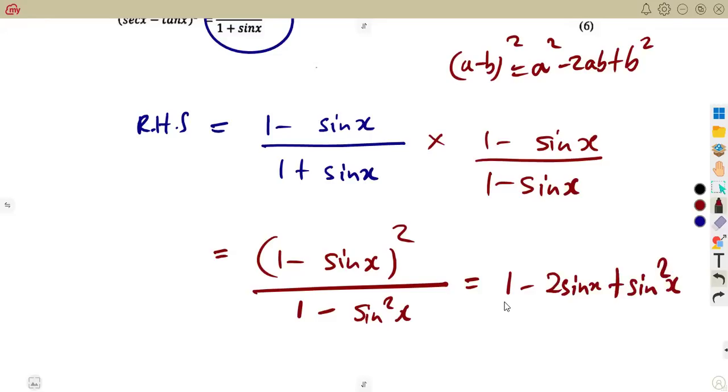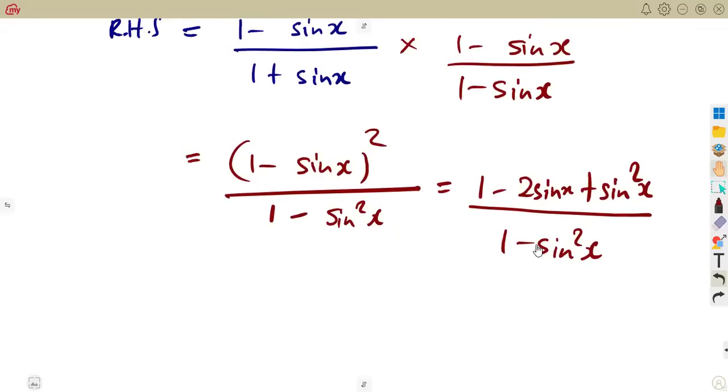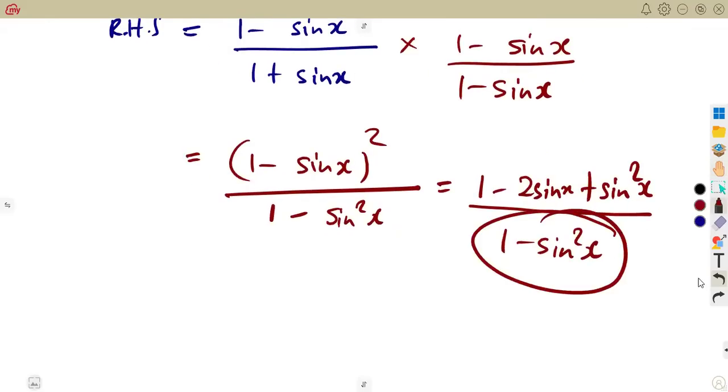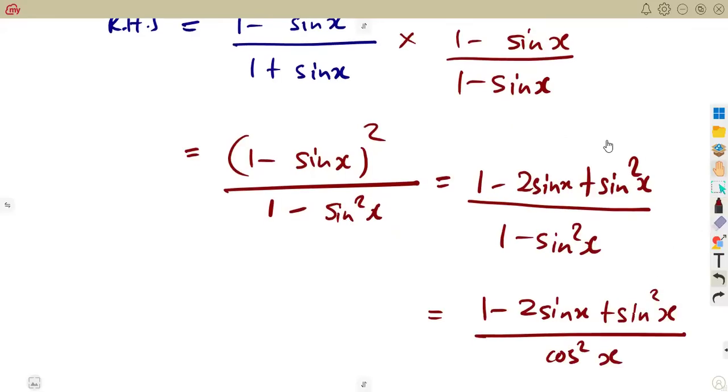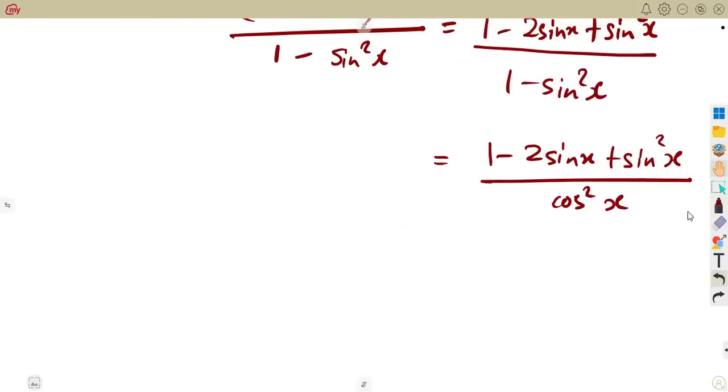I want you to expand that one. You're going to get something like this. Then from there, we can even bring back 1 minus sine squared. Remember, it was taken from cos squared, as we saw in the previous case. So this one is going to be 1 minus 2 sine of x plus sine squared x over cos squared of x. You can even divide each and every term by cos squared. You can separate 1 over cos squared, and 2 sine x over cos squared.